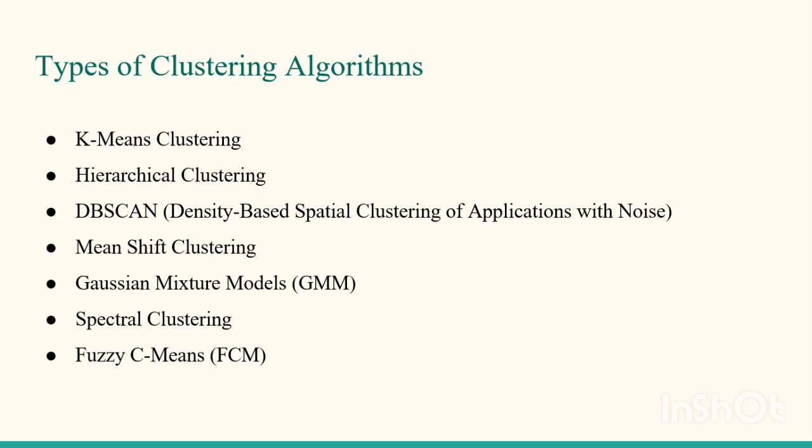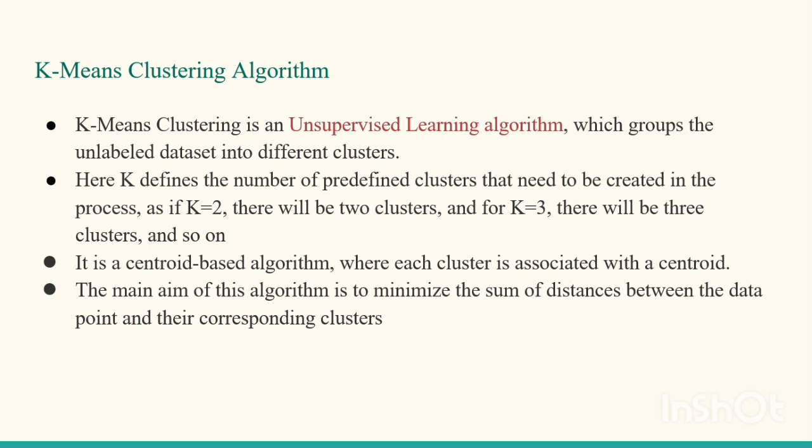Next, we move on to the K-means clustering algorithm. It is an unsupervised learning algorithm. It does not contain a training phase. Unsupervised learning only contains a testing phase, which groups the unlabeled dataset into different clusters. Unlabeled dataset means the dataset does not contain labeled data points.